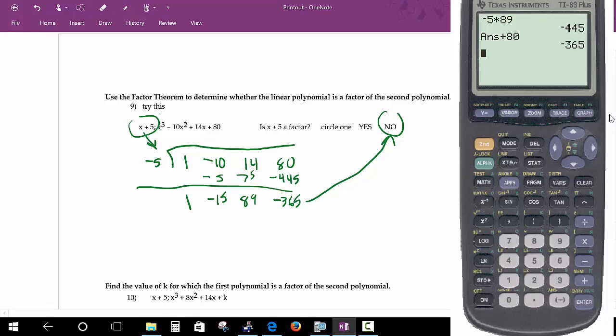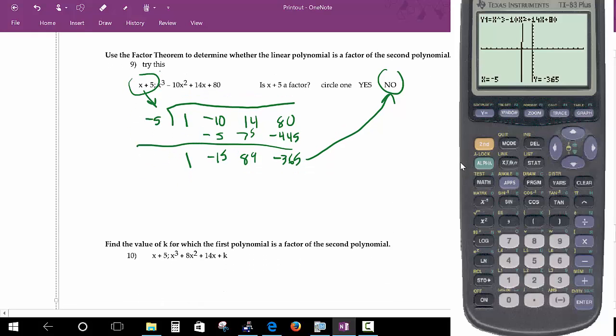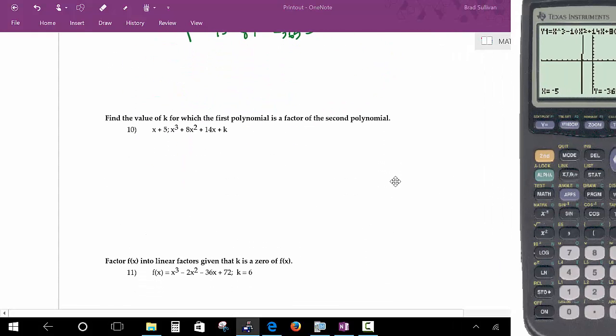And if you look at the graphing calculator, I just put that in there in a standard window, but if you typed trace negative 5, look what happens. You get negative 365. So that means that point is way down there. It's not an x-intercept, so it can't be a 0. That's the idea. Does that make any sense? All right, so you just got to look at that remainder. That's what the factor theorem is saying.